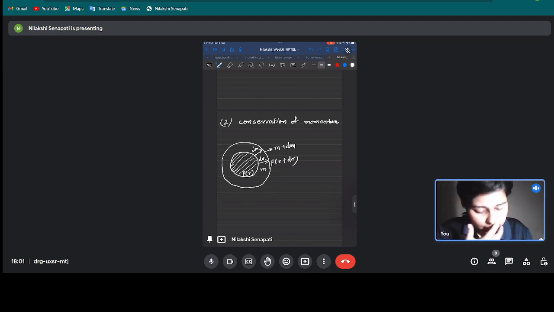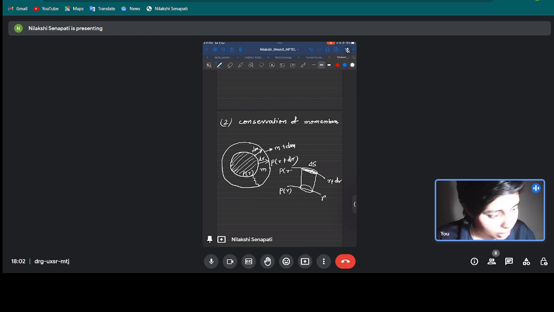And this is the dr thing, and this is r plus dr. So if we consider a particular part, let me consider this area, because this is all a three-dimensional thing, I am plotting it in terms of two dimensions because we don't have any option. This is the area delta H, this is r plus dr, going from r to r plus dr, this is P(r) and this is P(r plus dr). Then what will be the equation of motion of this mass element?